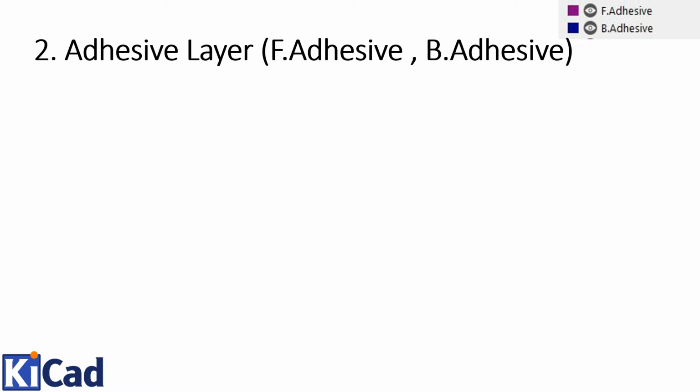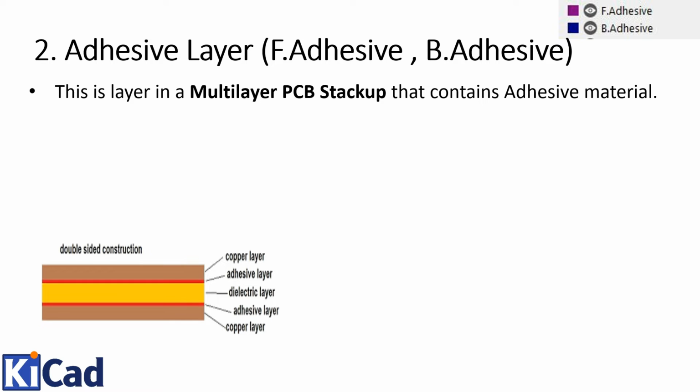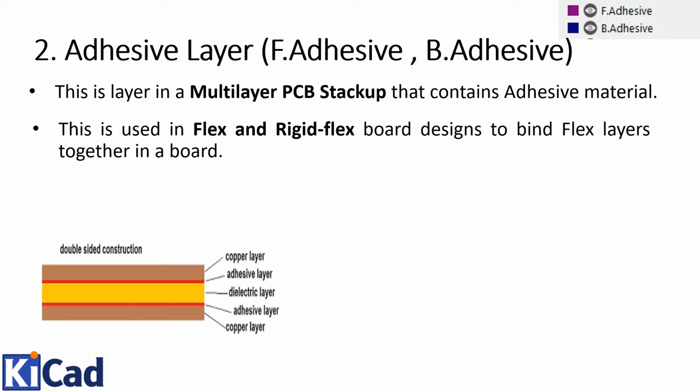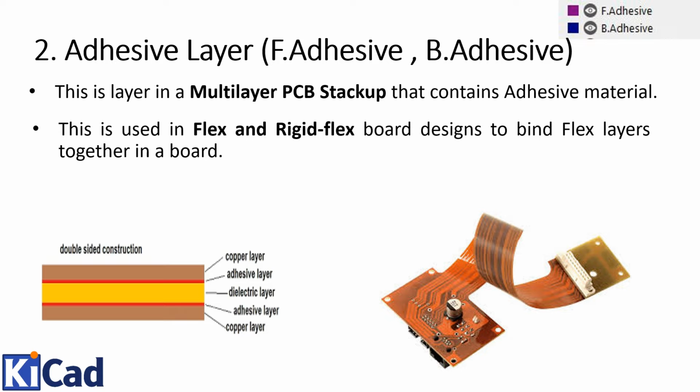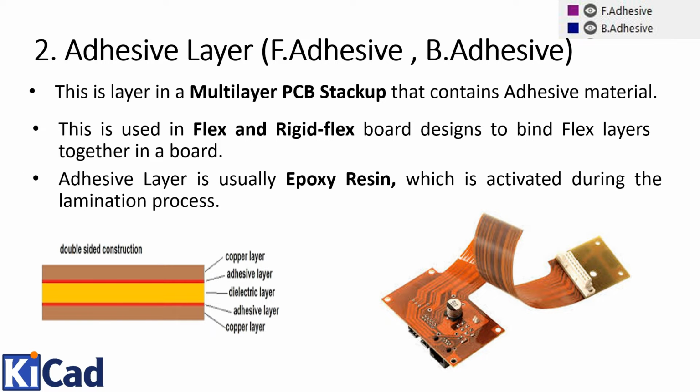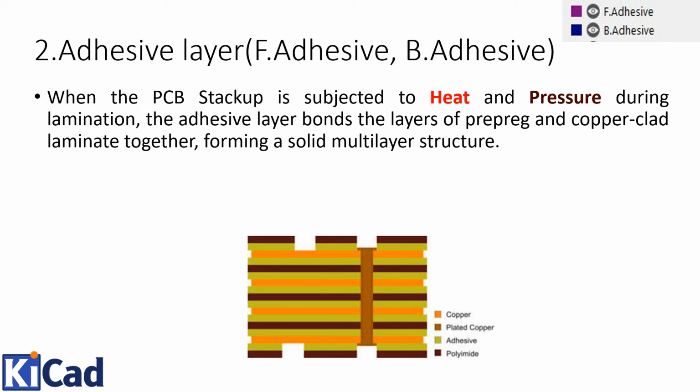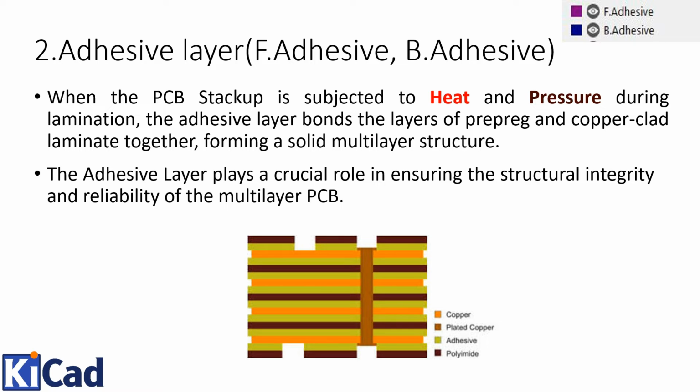It is also the front adhesive and back adhesive. This is a layer in multi-layer PCB stack up that contains adhesive material. This is used in flex and rigid flex board design to bind flex layers together in a board. Adhesive layer is usually epoxy resin which is activated during the lamination process. When the PCB stack is subjected to heat and pressure during lamination, the adhesive layer bonds the layer of prepreg and copper clad laminate together, forming a solid multi-layer structure. The adhesive layer plays a crucial role in ensuring the structural integrity and reliability of the multi-layer PCB.